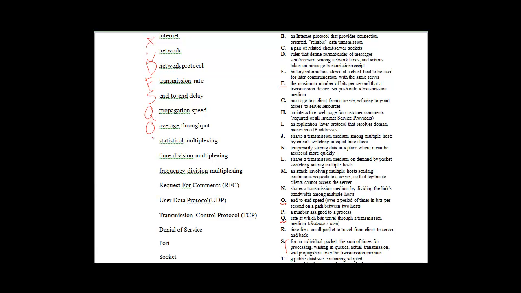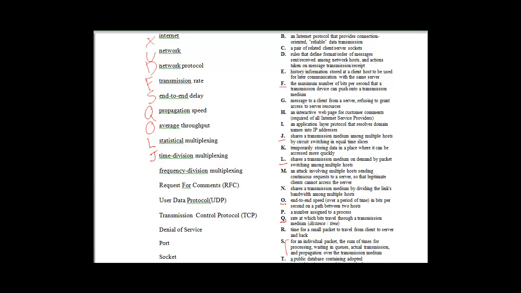Statistical multiplexing shares a transmission medium on demand by packet switching amongst multiple hosts. Hopefully it does it intelligently so as to most optimally use the transmission medium available. Time division multiplexing, the definition we gave was sharing a transmission medium among multiple hosts by circuit switching in equal time slices. So one person talks, and then another person talks, and then another person talks, and it goes back to the first person. That's time division multiplexing.